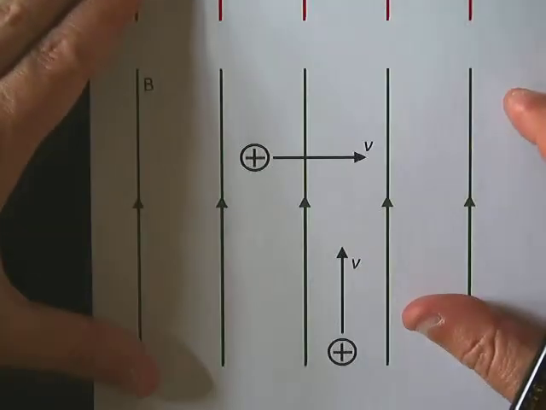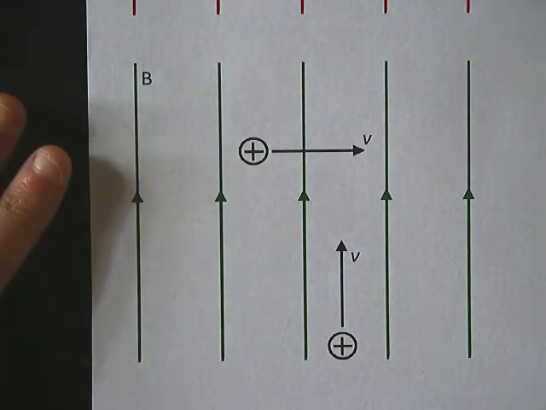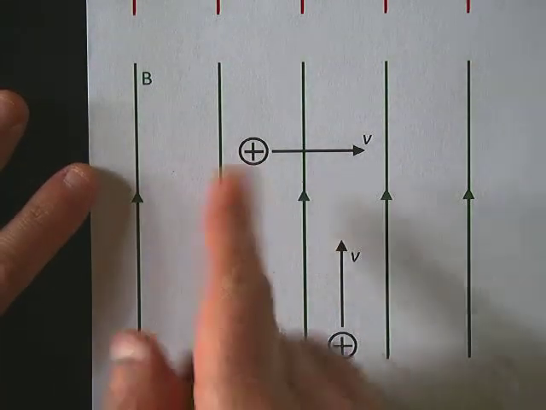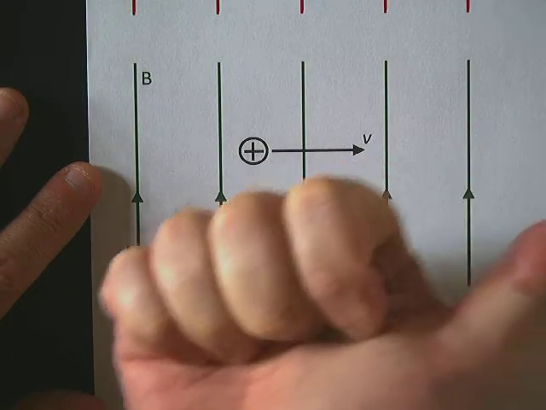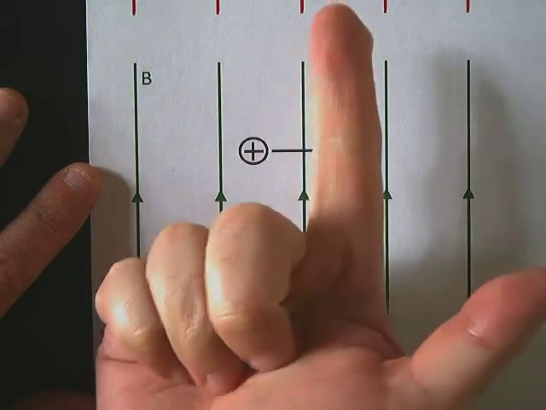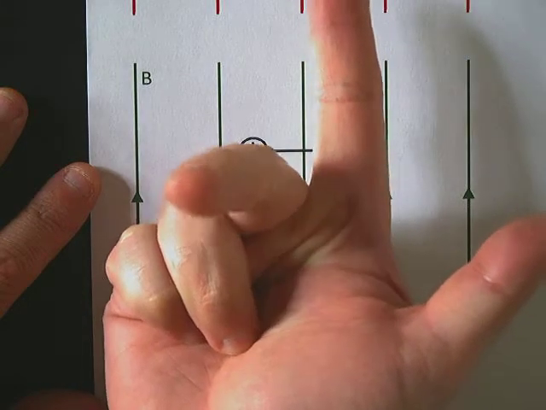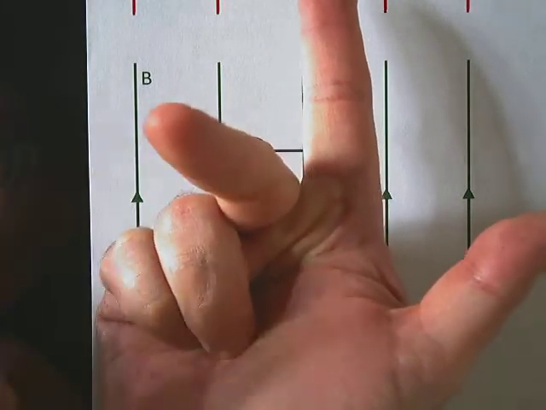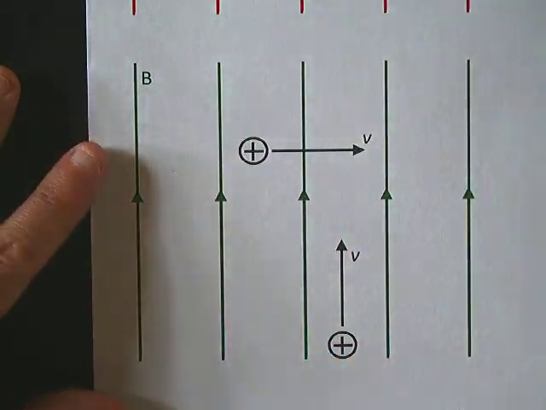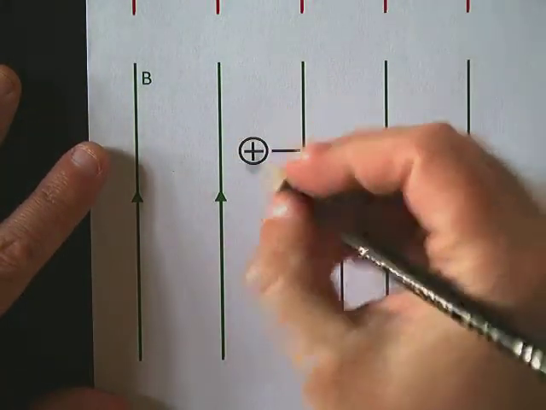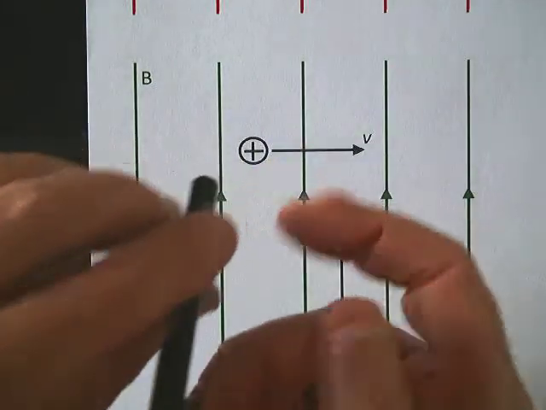Done. With the magnetic field, the question is a little bit trickier. We've got a particle that is moving to the right. We have a magnetic field that is pointing towards the top of the page, and so the only way that I can bend my middle finger is straight out of the page, and that is the direction of the force.